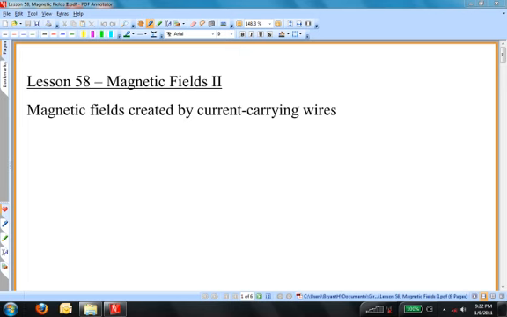This is Lesson 58, and it is entitled Magnetic Fields 2. In this lesson, we concentrate on magnetic fields and magnetic forces that are either created by or exerted on current-carrying wires, whether the wires are straight or bent into various shapes. We want to be able to calculate and describe the magnetic fields and the magnetic forces that are exerted on these objects. We begin with a historical experiment that was carried out by Hans Christian Ørsted in about 1820.